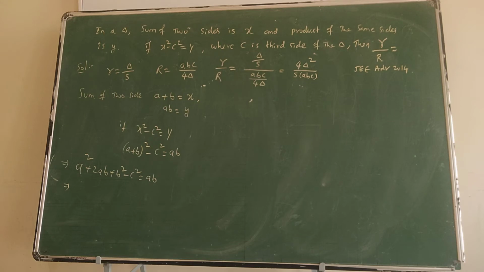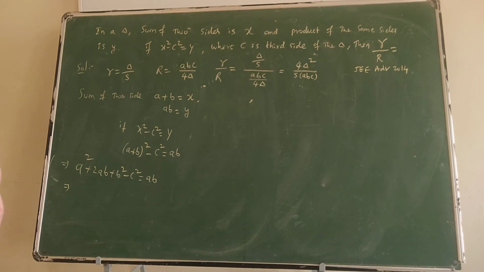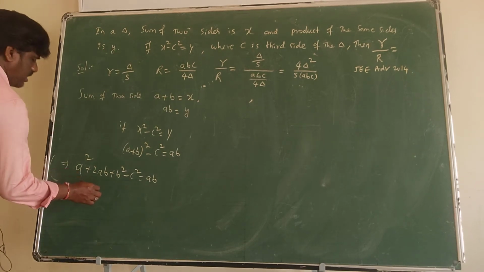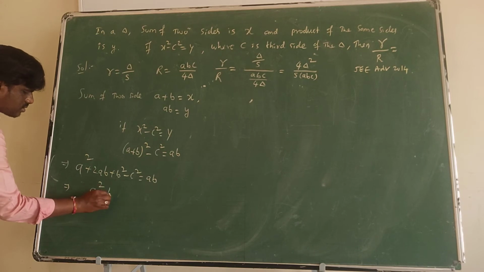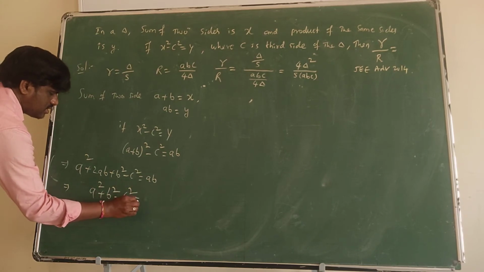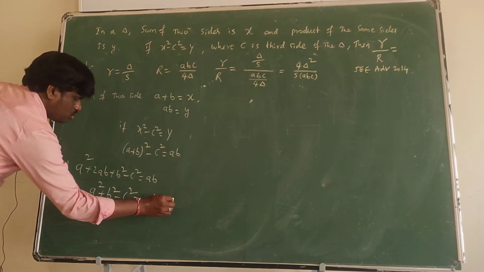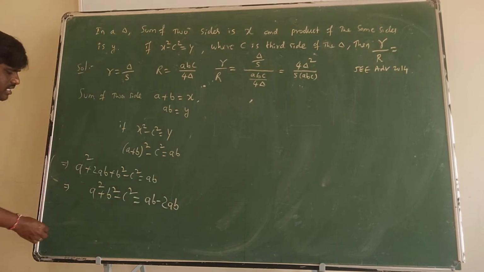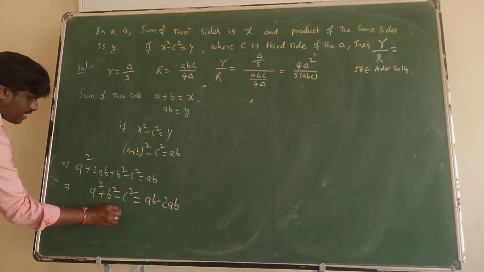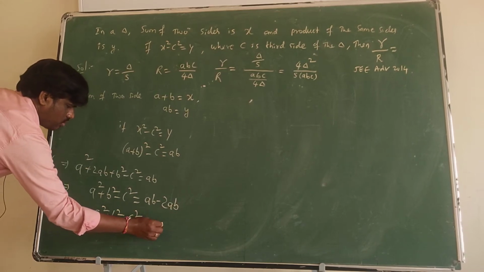You know the cos c formula: cos c is a squared plus b squared minus c squared by 2ab. So let's proceed in that way. Sending 2ab to the other side, what do I get here? a squared plus b squared minus c squared is equal to ab minus 2ab, that is, a squared plus b squared minus c squared is equal to minus ab.